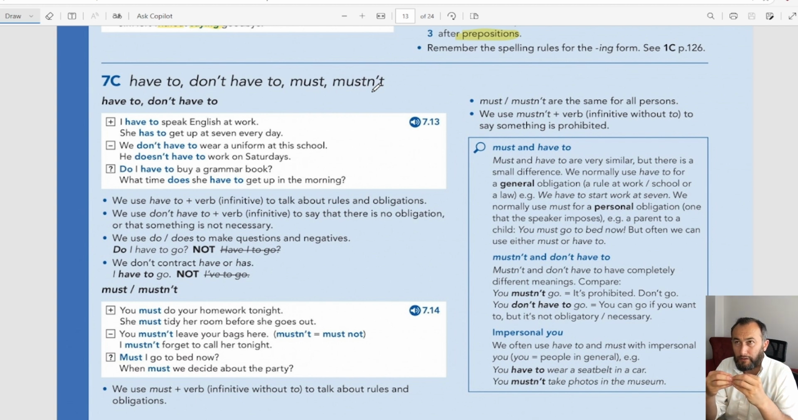Like, you don't have to do it. It means there is no need for that. If you want to do it, you can, but there's no need. But if I say you mustn't do it, it means you are not allowed. It is not allowed. Or don't do that. Like, you mustn't step on the grass. Don't step on the grass. It's not allowed. You don't have to step on the grass means if you want, you can do it, but there's no need for that. Or you don't have to pay. So they're totally different from each other. But I have to go to school. I must go to school.